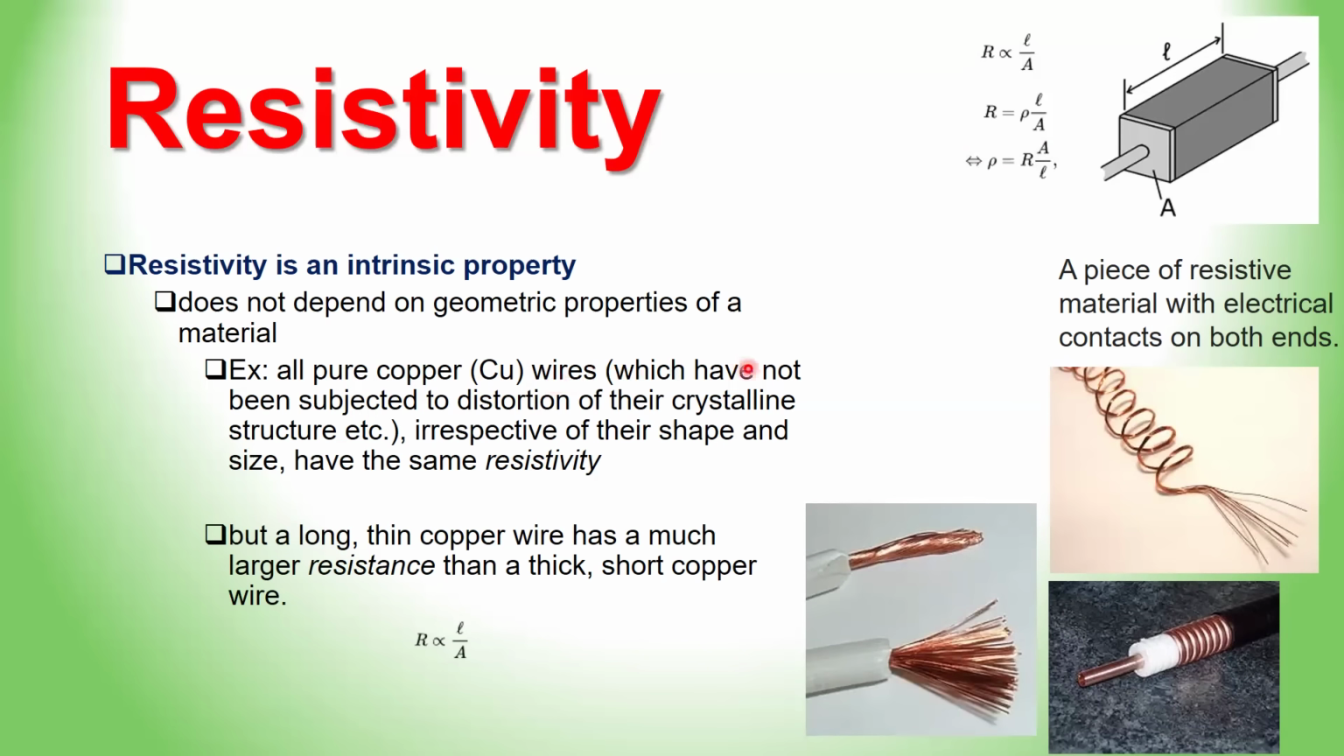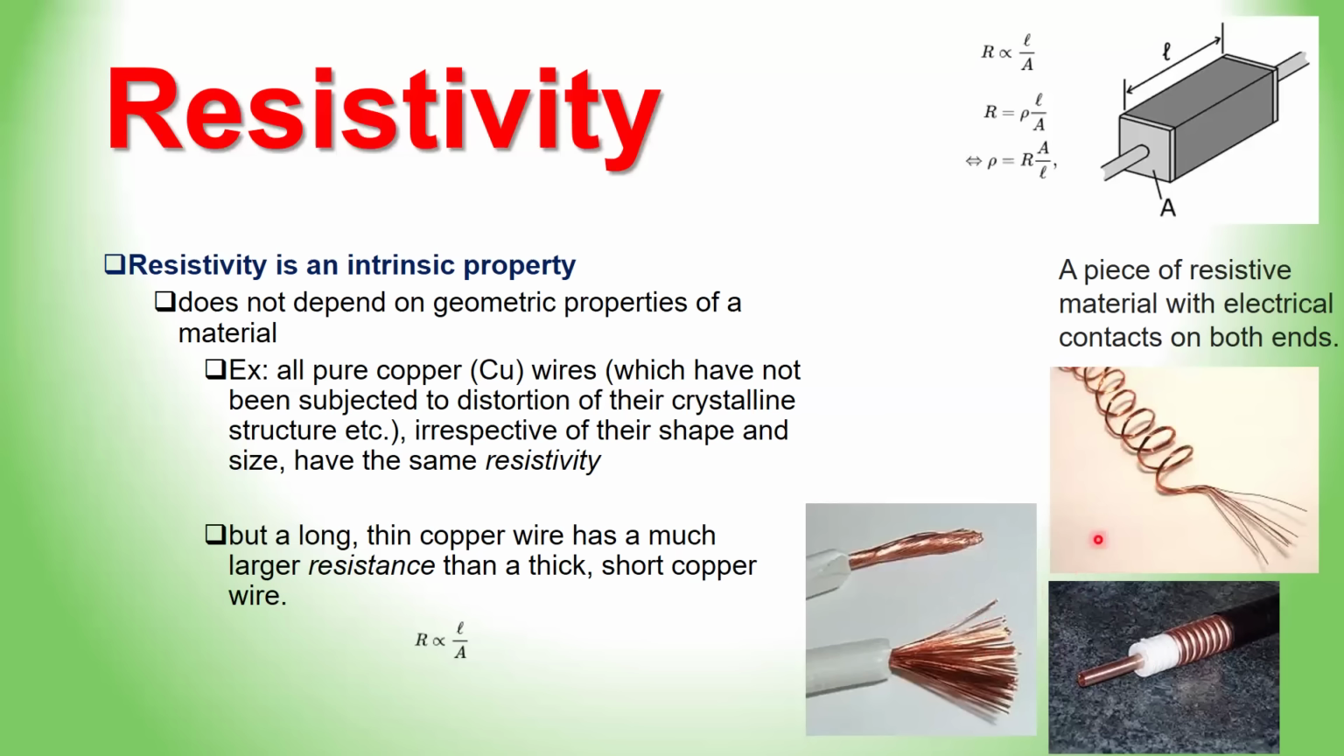Okay, so for example, let us take an example of a copper wire, that is a Cu wire. So we see that these copper wires are not subjected to any stress or distortion in their crystalline structure. It means the atomic structure is not altered or disturbed. So irrespective of the shapes and the size of these copper wires, for example, you see here there are different types of copper wires with different shapes and sizes, they have the same resistivity. Okay, so it means if it is a copper wire, depending on how long or how thick or what their cross-section area is, they have a fixed value of resistivity.